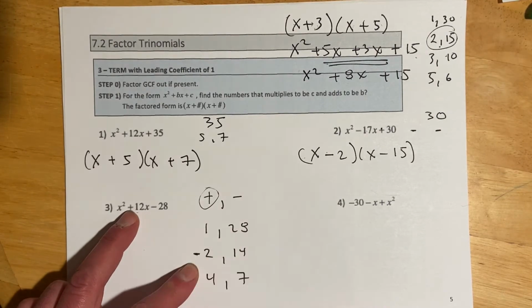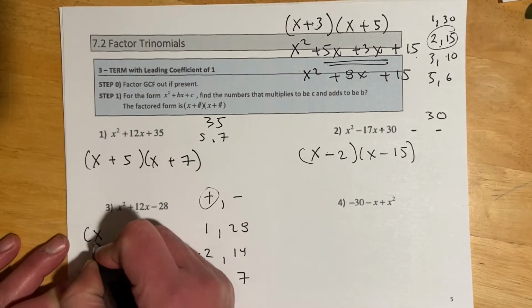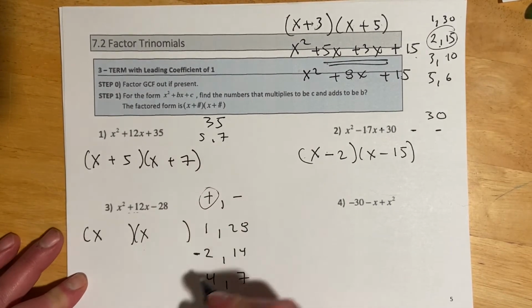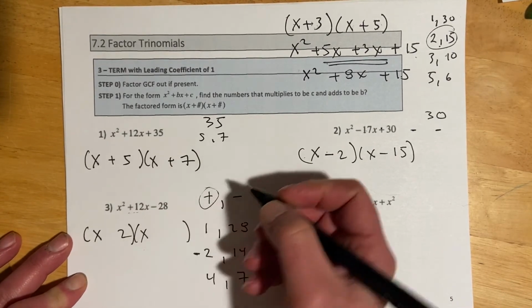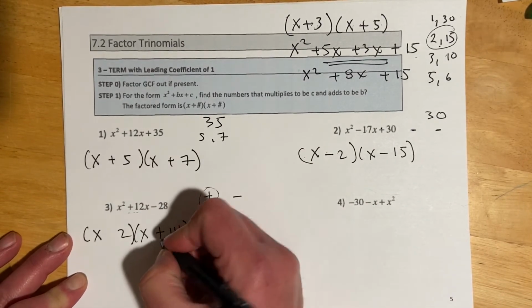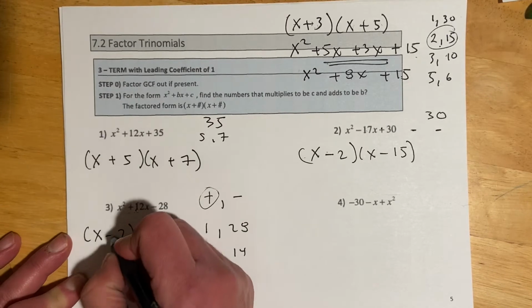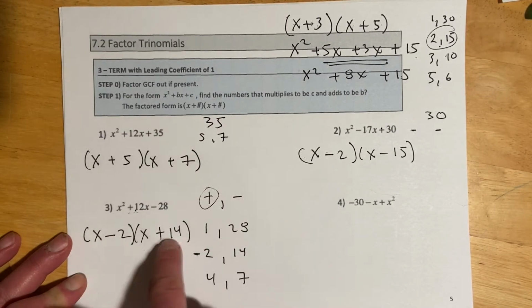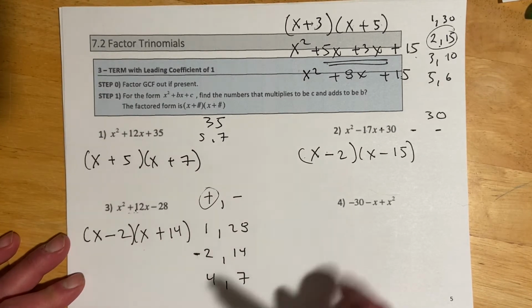We'd already decided the big number got the sign. So here we got x, and then 2 and 14. And again, the 14 is going to get the positive because the middle's positive. 2 gets the negative. And again, the mixed signs because of that being a negative.